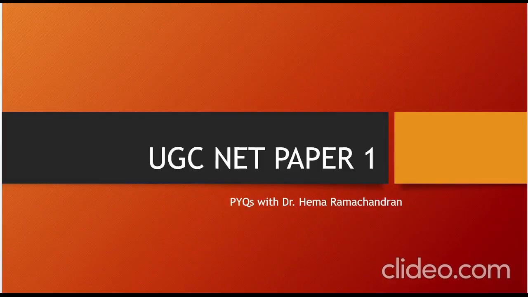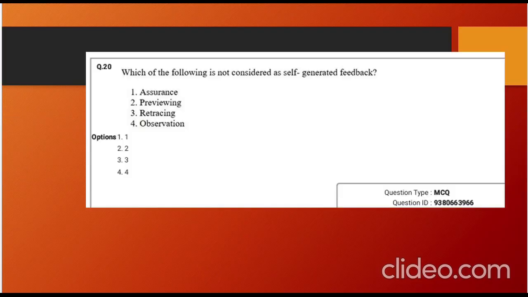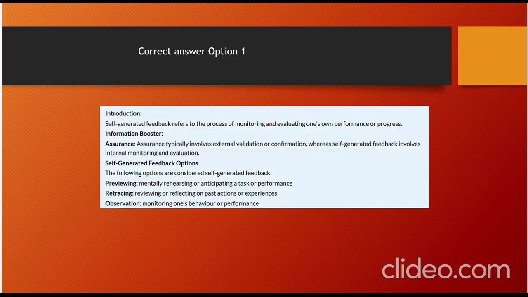Let us see UGC NET Paper 1 PYQs with Dr. Hema Ramachandran. Let us go to the first question. Which of the following is not considered as self-generated feedback? Assurance, previewing, retracing, observation. Options are given 1, 2, 3, and 4. The correct answer, according to the question, is option 1.